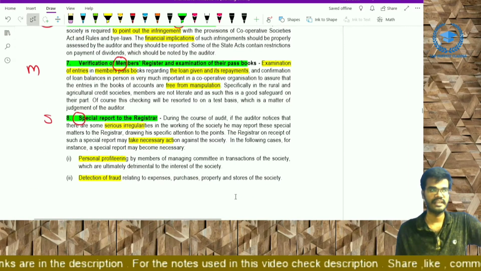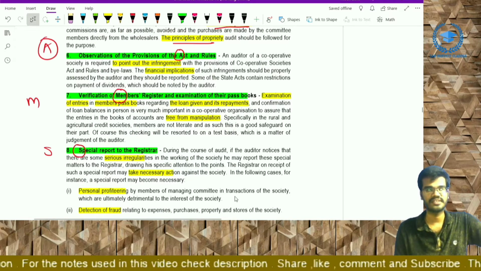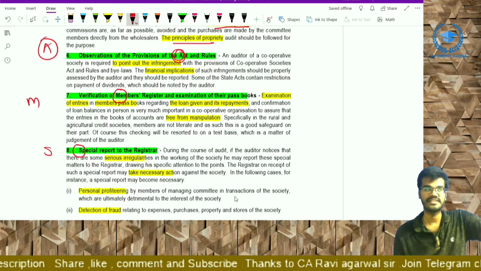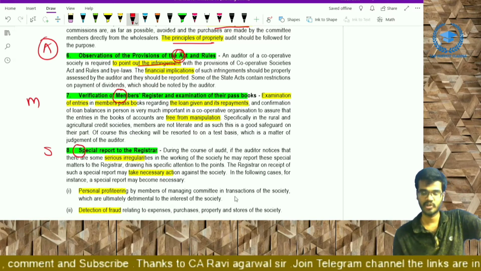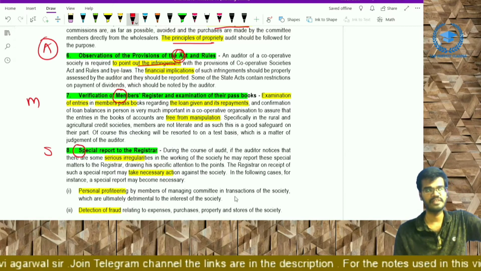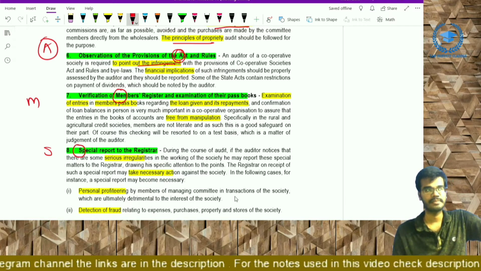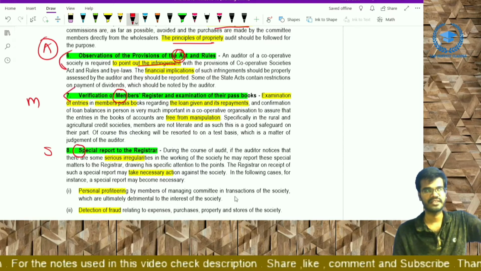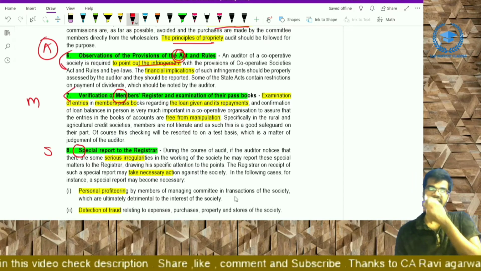And coming to our next A point, that is observation of the provisions of the act, right? The auditor of the cooperative society has to check and point out any infringements of the provisions of the Cooperative Society Act, and the financial implications of the infringement shall be properly assessed by the auditor and reported, right? This is the point here. And verification of members register and examination of their passbooks. See, what is the members register?